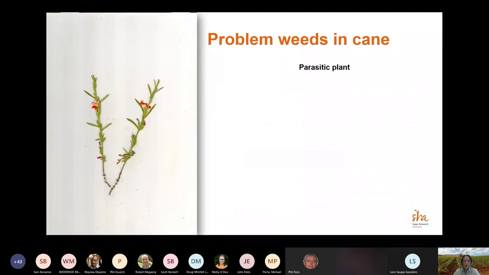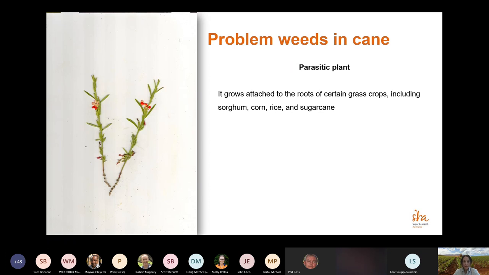And the last group I want to talk about are the parasitic plants. We actually find them very rarely in the sugarcane industry. So they're a bit special because instead of growing on the soil, they actually attach to the roots of certain crops like sorghum, corn, rice, and also sugarcane. Also, it hasn't proven to be a very big problem in sugarcane in Australia. There's not a lot of them.